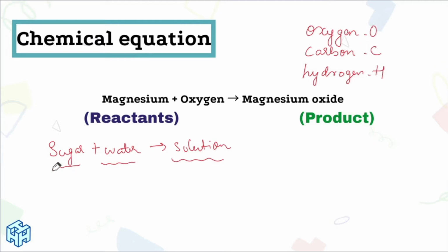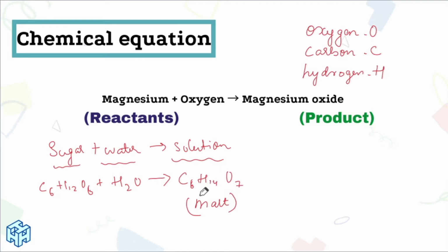Similarly, for sugar we write C6H12O2 plus, what is water? H2O. What do we get? C6H14O7. This is a sugar solution, which is called malt. This is not included in your syllabus, but I am just teaching it as an example.